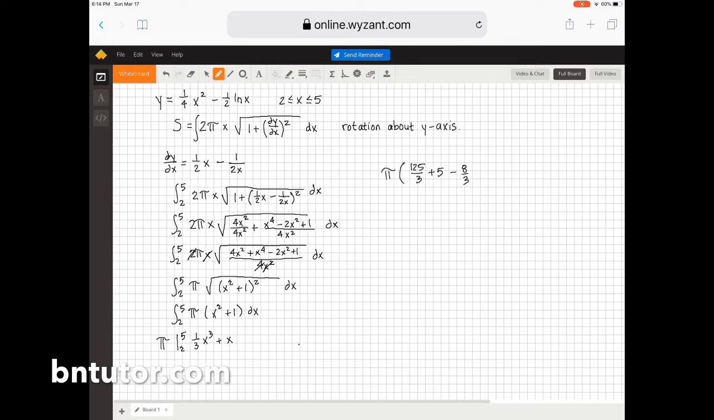When we plug in 2, we get 8/3 plus 2, so we have to change those signs since we're subtracting. Combining those terms is 117/3 plus 3, for a final total result of 126 pi over 3.